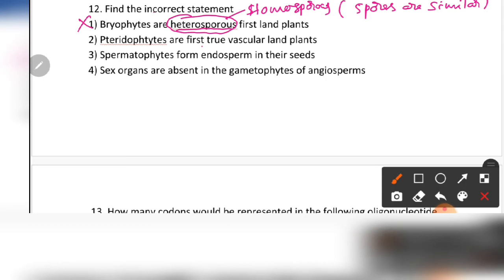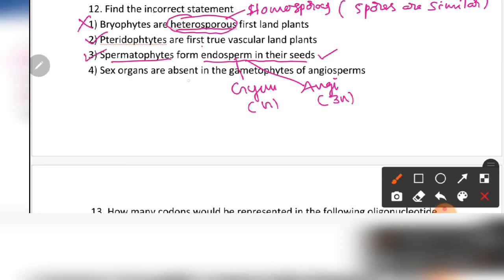Yes, xylem and phloem are noticed in the Pteridophyta, right statement. Spermatophytes means seed bearing plants like gymnosperms and angiosperms. They form endosperm in their seeds, right? They have endosperm, but in the gymnosperm the state of the endosperm is haploid, but in the angiosperm the state of the endosperm is triploid. So this is also a right statement.